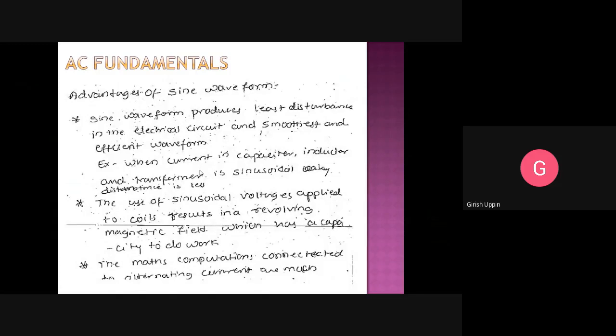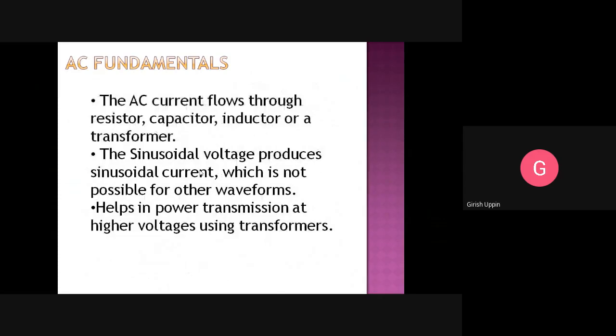We also saw the advantages of having a sine waveform. The sine waveform is very smooth and very efficient, whether with respect to a capacitor, inductor or transformer. The amount of disturbance caused in those elements is very less. Another advantage is that whenever we apply a sinusoidal voltage, like a three-phase alternating voltage, to a three-phase winding, it will produce a rotating magnetic field, which we will try to understand in later chapters. The computations associated with the sinusoid are also much easier.